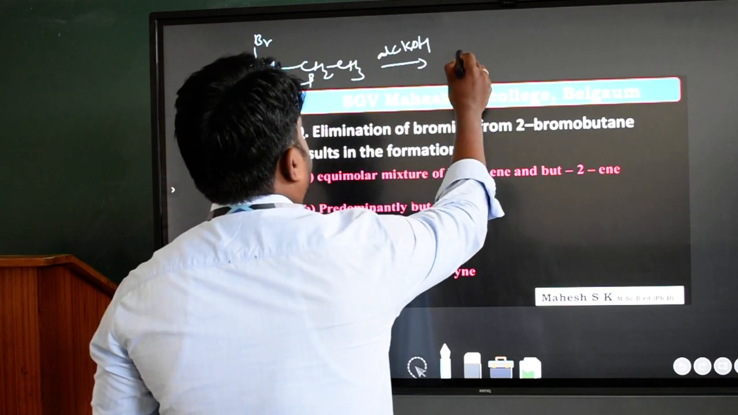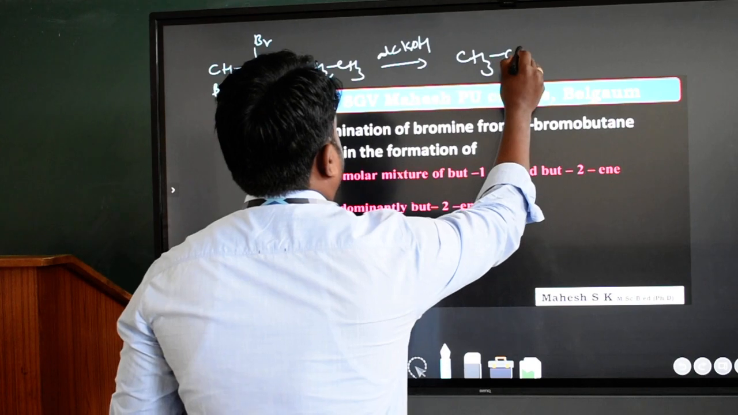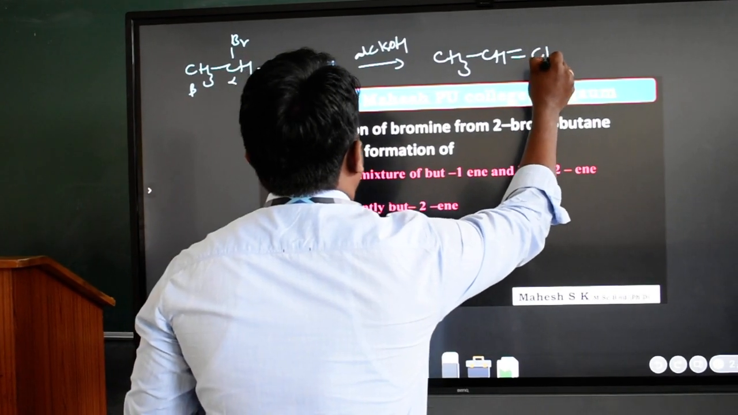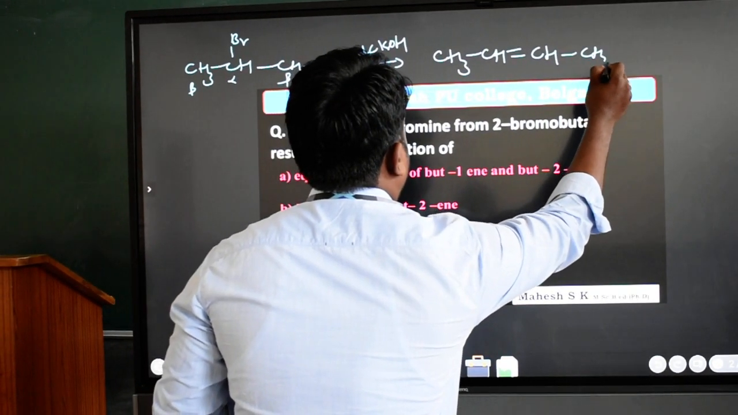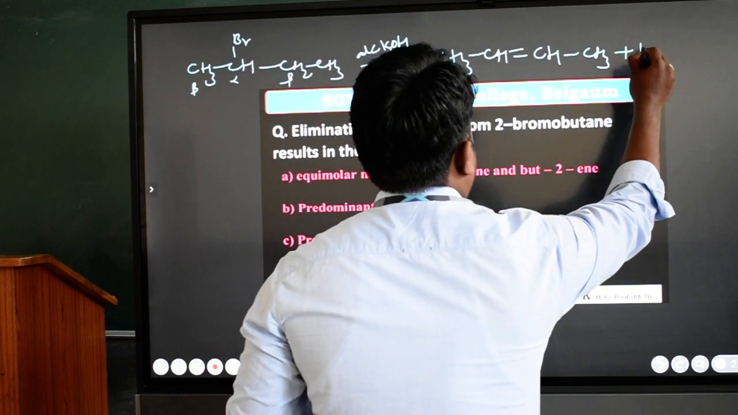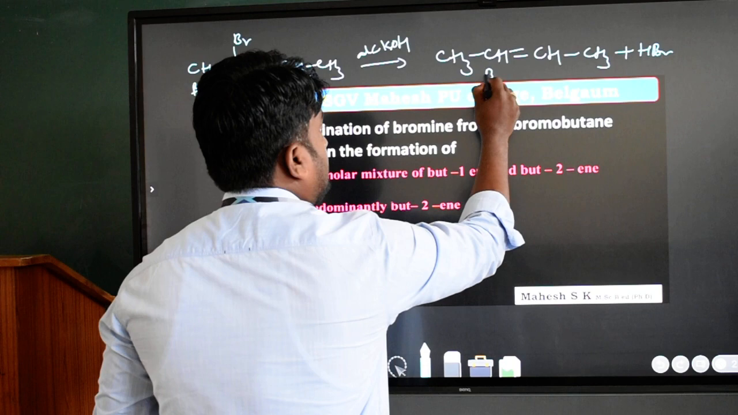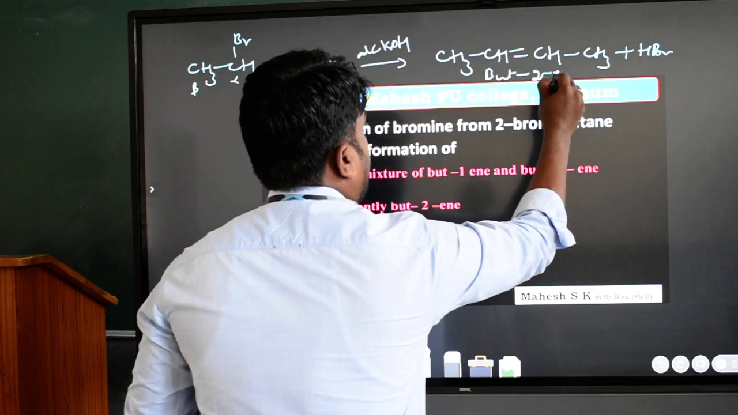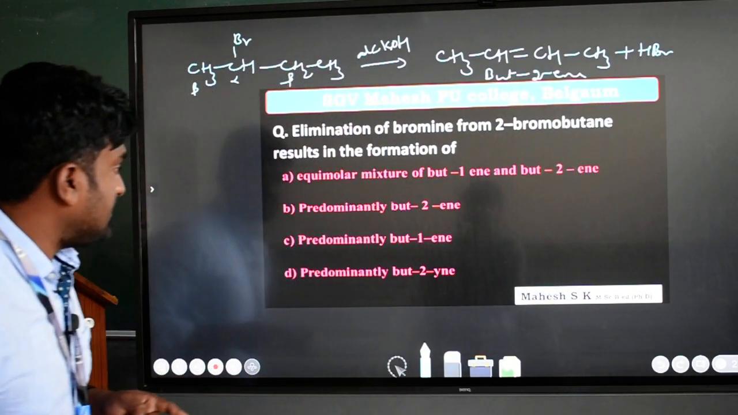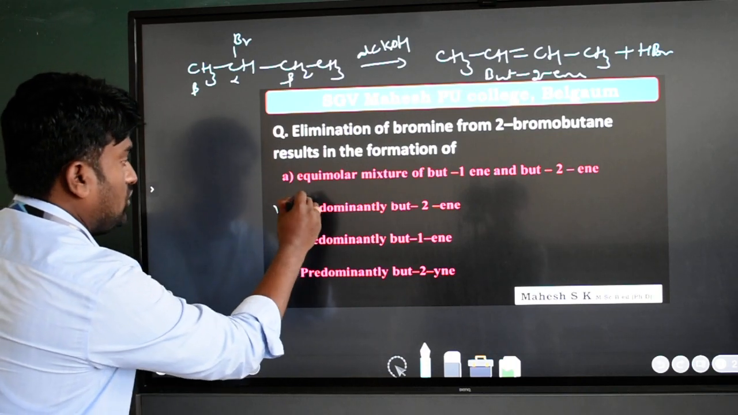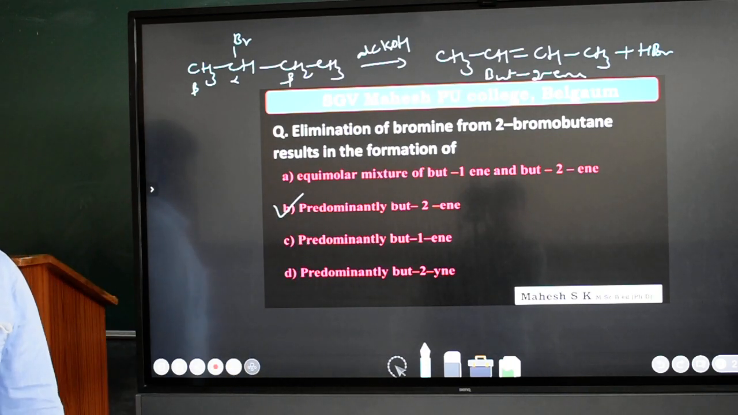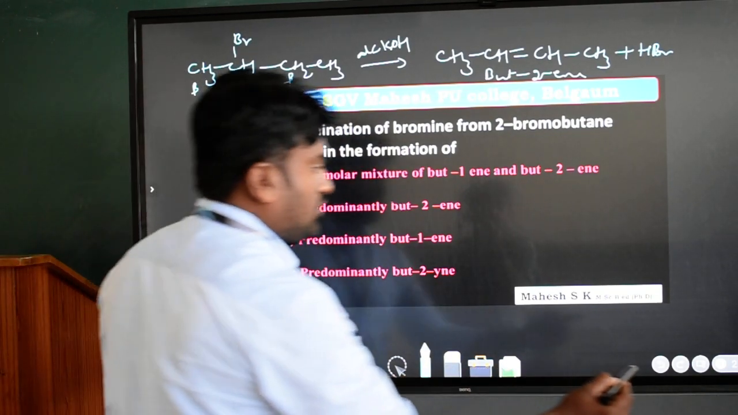Then we will get CH3CH=CHCH3 plus HBr. This is nothing but butene. So here the major product is butene. That is, option B is correct. Then I will go with the next question.